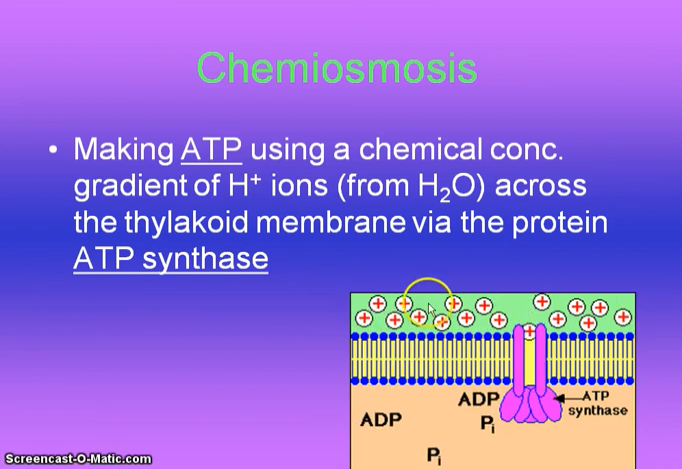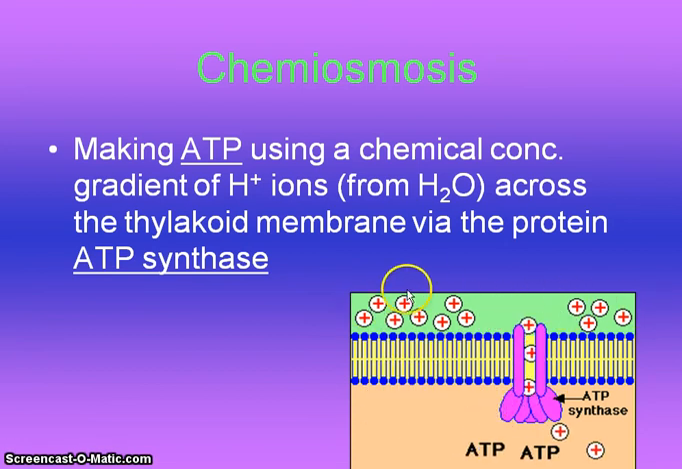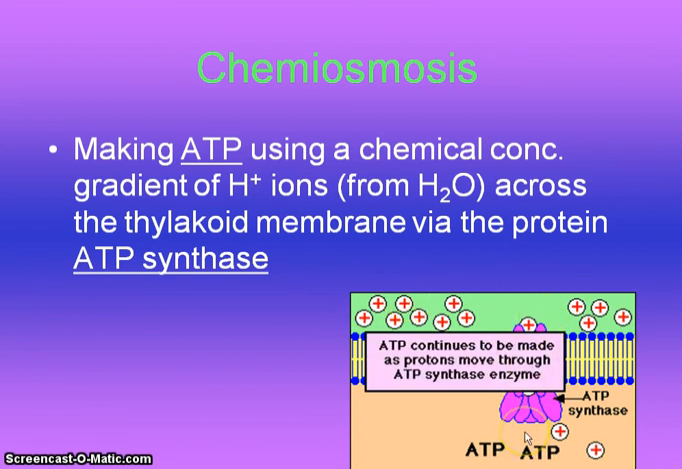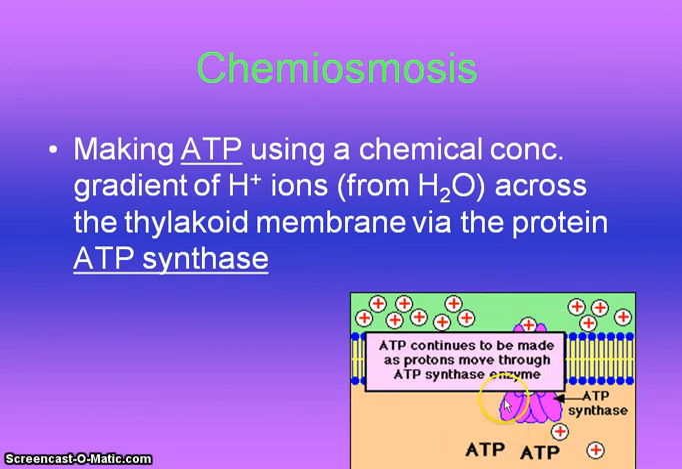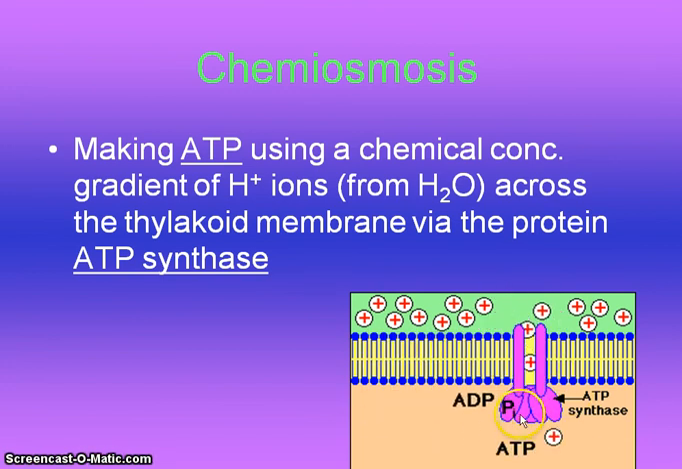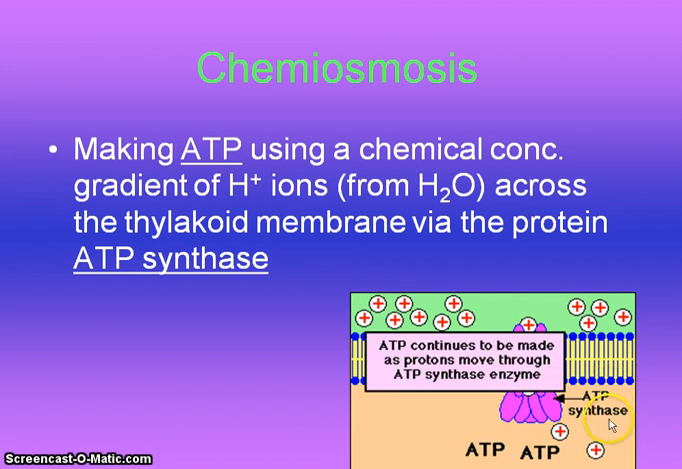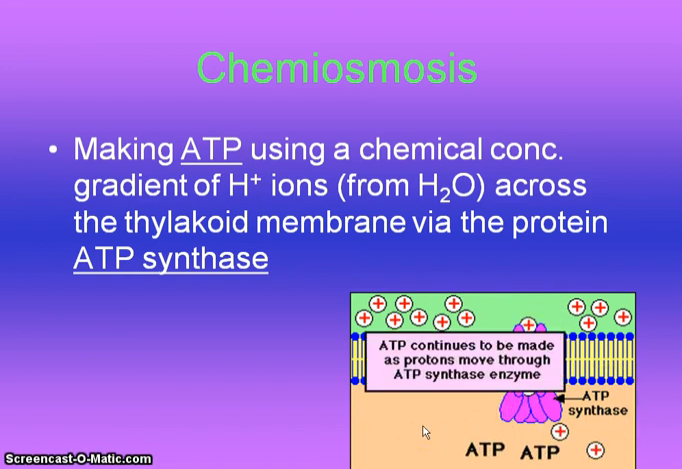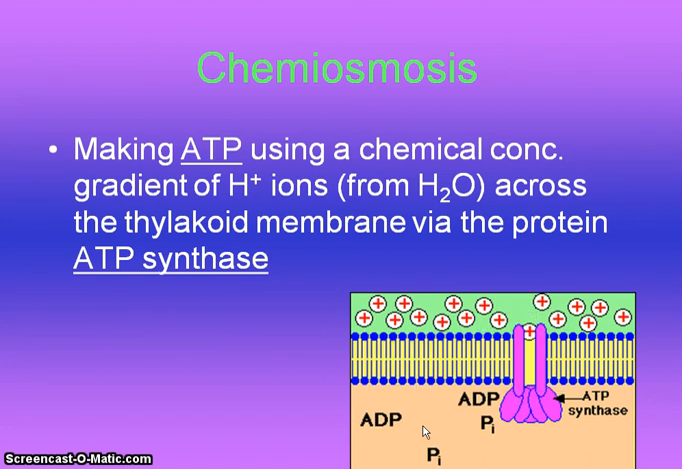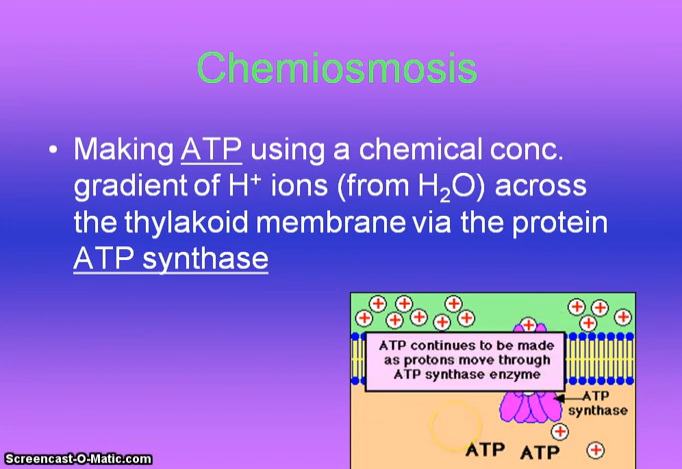Well, with this higher concentration of H+ ions here, they will want to flow down to the less concentrated area, and by doing that, they will help combine ADP and a phosphate to make ATP. So now we have NADPH and we also have ATP molecules that are storing energy for the second part of our reactions, or our dark reactions.